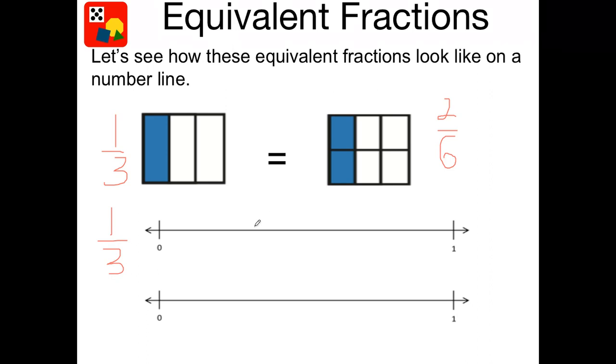1/3 means I have to partition this into thirds. Now remember, we are still working with 1 whole. So 0 and 1. This part here represents 1 whole. So I'm going to partition this 1 whole into thirds, and I need to represent 1/3.